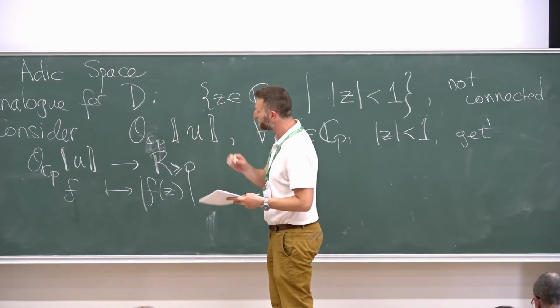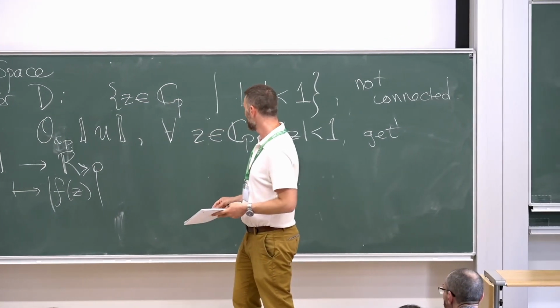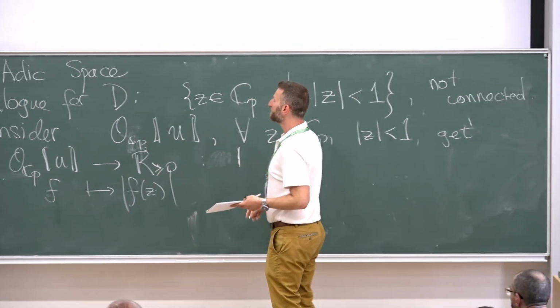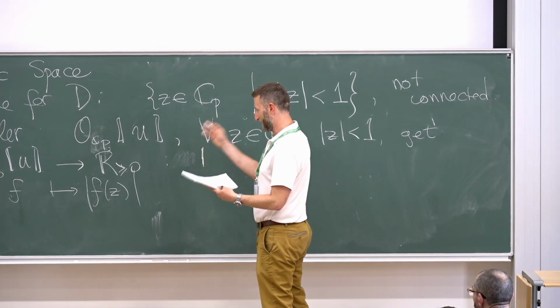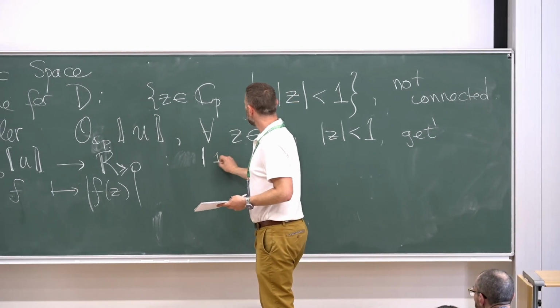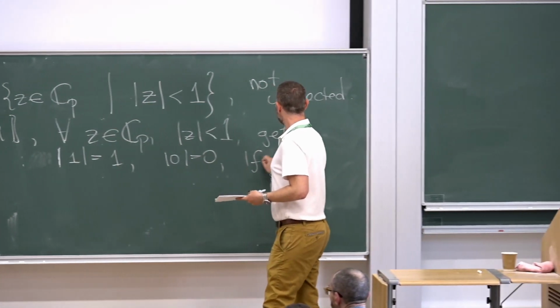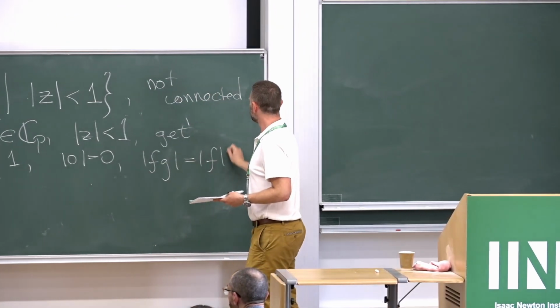It's a way of valuing elements of the power series ring, and it satisfies some properties. Let me just call this thing the absolute value of f. It satisfies: the absolute value of 1 is 1, the absolute value of 0 is 0, the absolute value of f times g is equal to the absolute value of f times the absolute value of g.